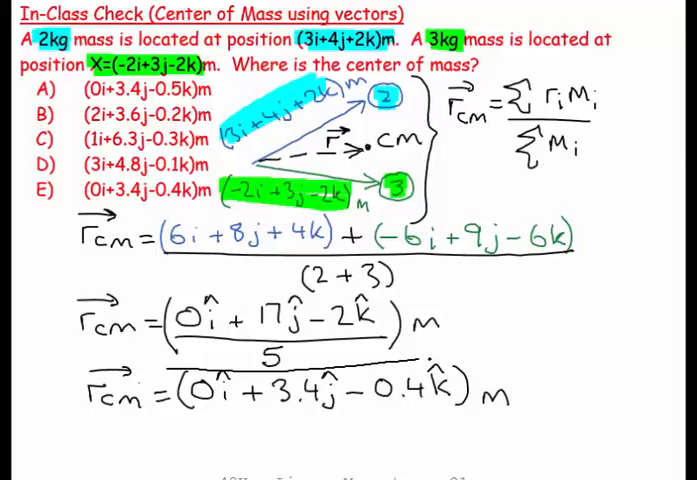So this is the vector pointing to the position of the center of mass of this three-dimensional discrete, meaning separated, mass system. And let's see if we can find it. 0 plus 3.4 minus 4 is the one at the bottom. Okay. So there we have it.